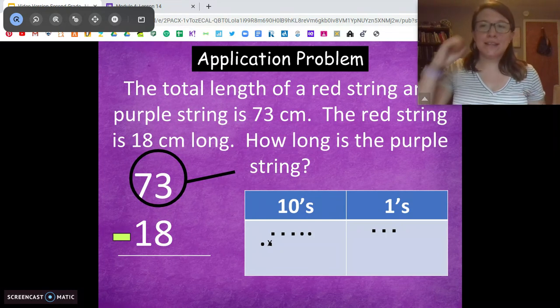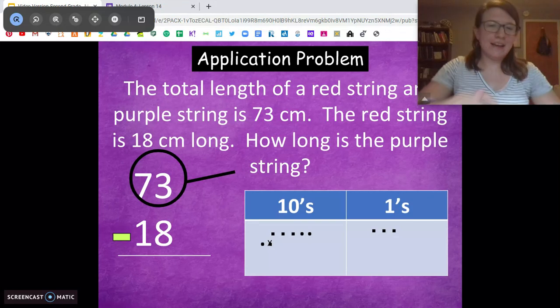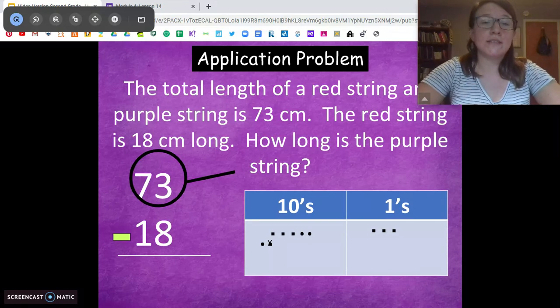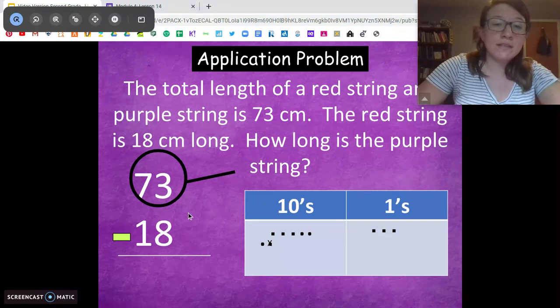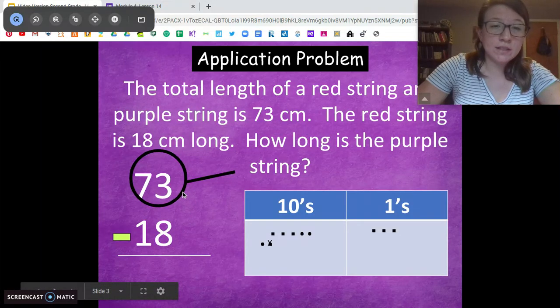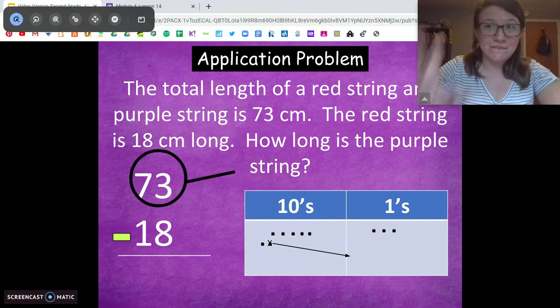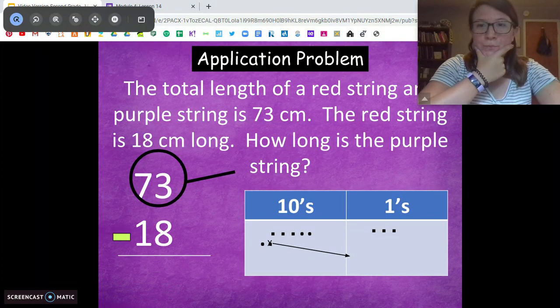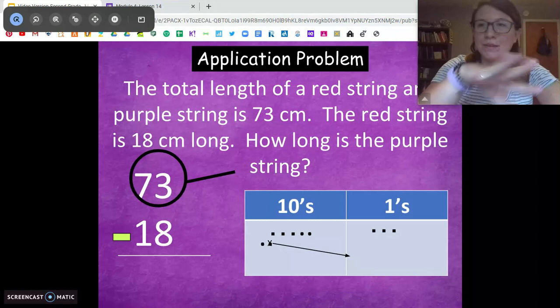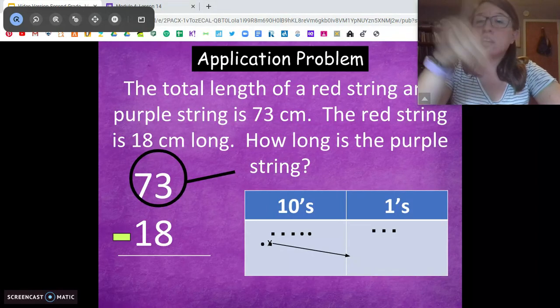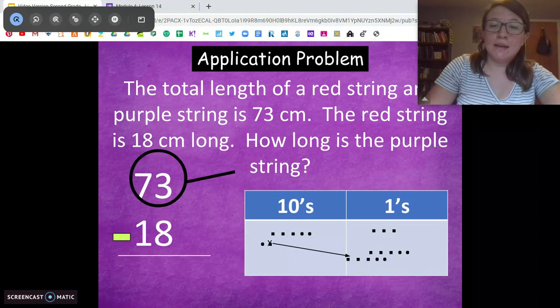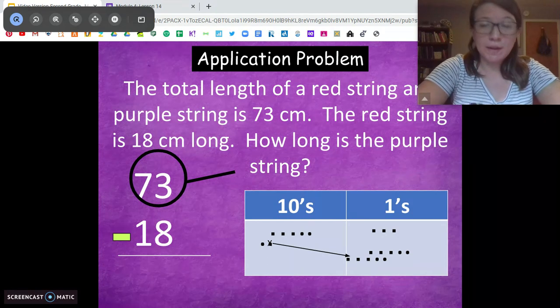Awesome. All right, our next step is to take our magnifying glass and look at our whole. Look at our 73. Now, from our 73, we're subtracting 8 ones from 3 ones. Can we do that? So what do we need to do? You're going to cross out a 10 and move those 10 ones over. So go ahead and do that on your paper now.